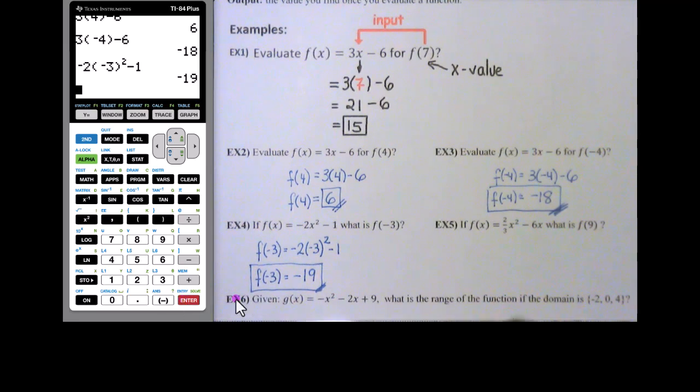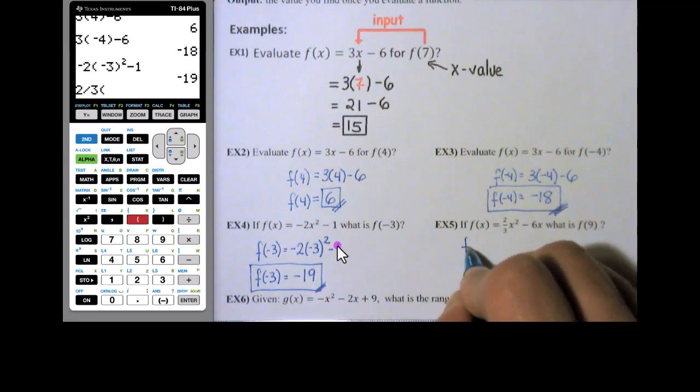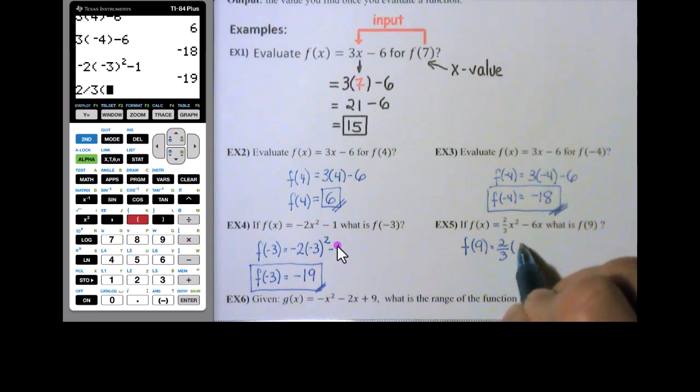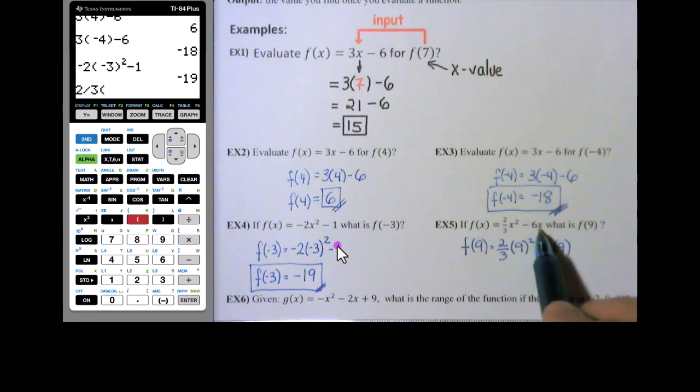All right, let's try the next one. The next one I have 2/3, so 2 divided by 3. Please notice 2 over 3, you write it 2/3. Then you're going to open parentheses, and in fact, let me write it down on the paper first. I have f of 9 equals 2/3 parentheses, and instead of x, I'm going to put 9 minus 6, open parentheses, 9. If you notice, I'm just replacing the x with parentheses and the number that they gave me in the function.